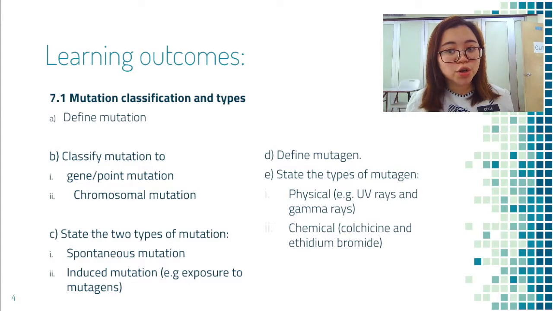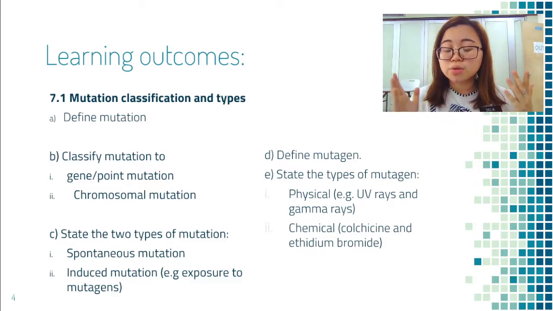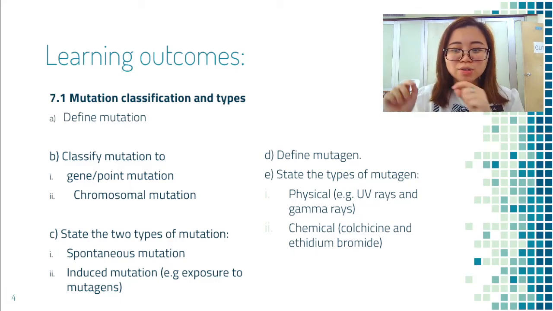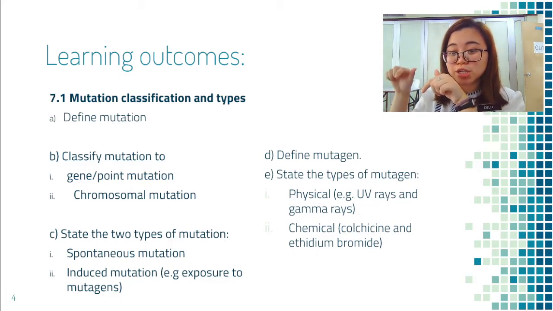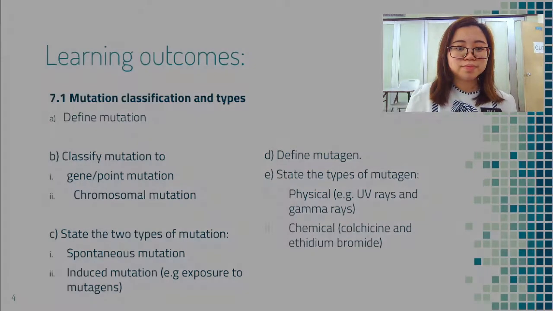Speaking of points you should know, this is the learning outcomes, and this is what we expect you to learn. You should be able to define mutation, classify mutation, state the two types of mutation, and also define something called mutagen and state the two types of mutagens that you should know about.